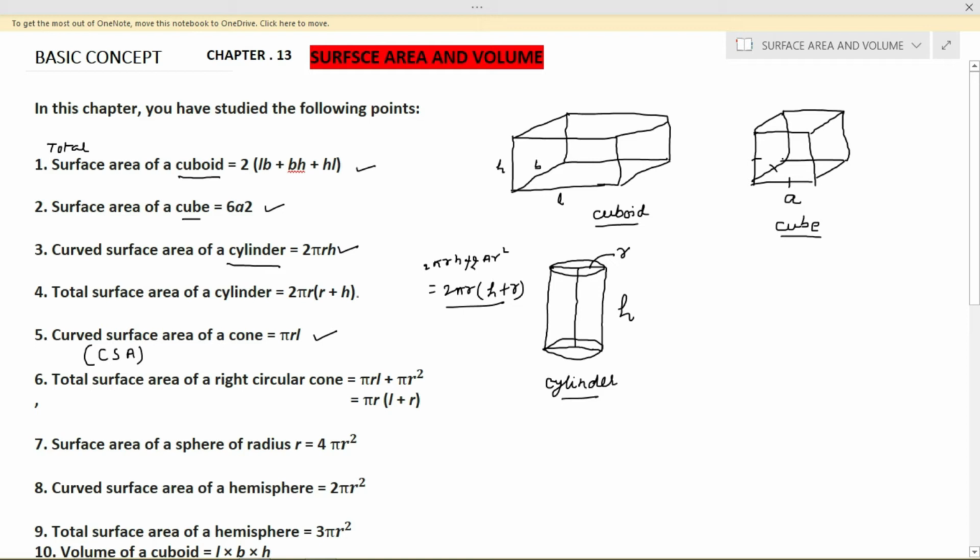Clear? So first we are talking about only the surface area. Surface area of cuboid we have done, surface area of cube we have done, surface area of cylinder we have done. Now the surface area of cone. How to draw the cone? First you draw one isosceles triangle, and then at the bottom you make a circular base.